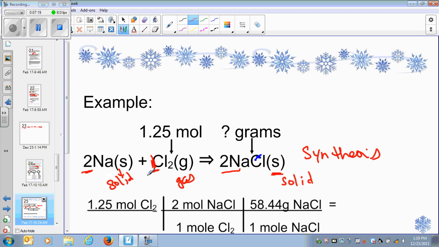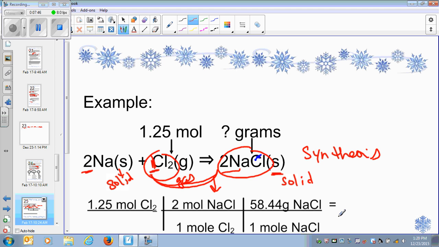But if instead of 1 mole, I have 1.25 moles of chlorine, then how many grams of NaCl can I produce? Well, 1.25 moles of chlorine. I know that 1 mole of chlorine is producing 2 moles of NaCl. That is a molar ratio that I'm getting right from the equation. 1 mole of chlorine is yielding 2 moles of NaCl.